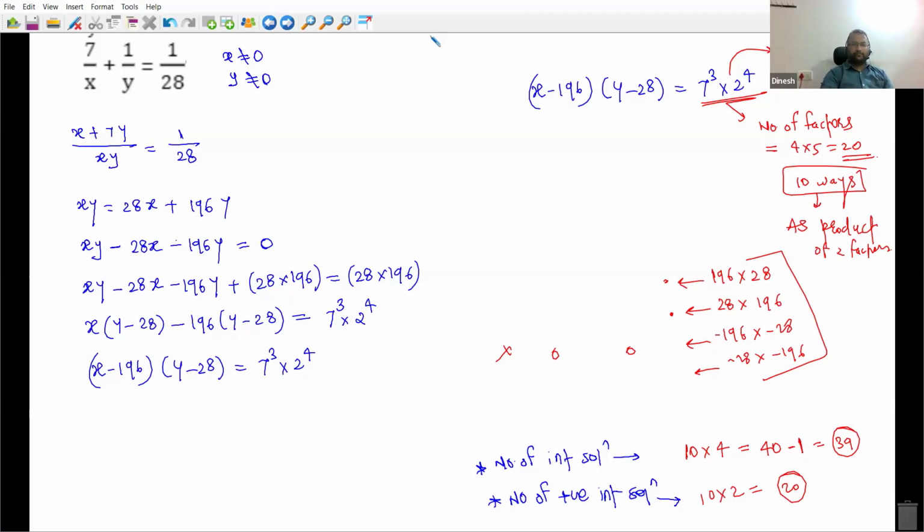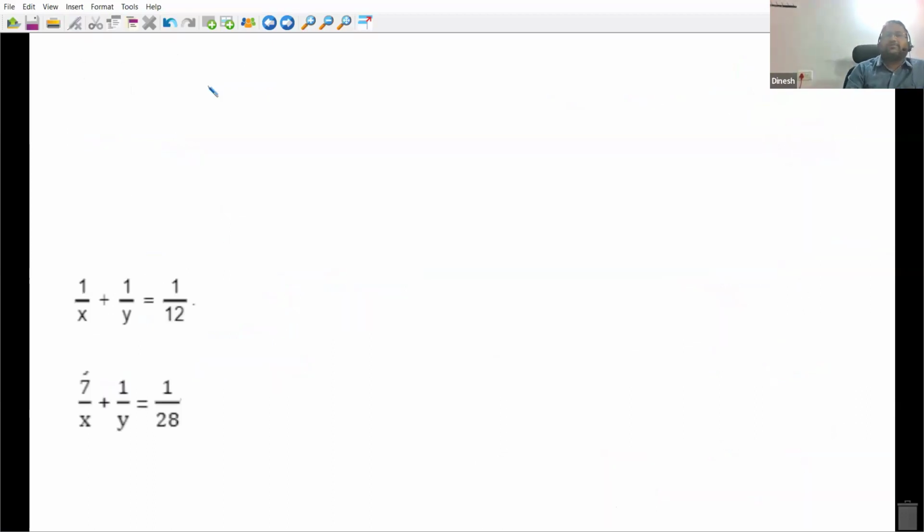So look here. If the given equation is in the form of m divided by x plus n divided by y is equal to, on the right hand side it is always going to be 1 divided by k. So what you are supposed to do is multiply this k over here and over here.